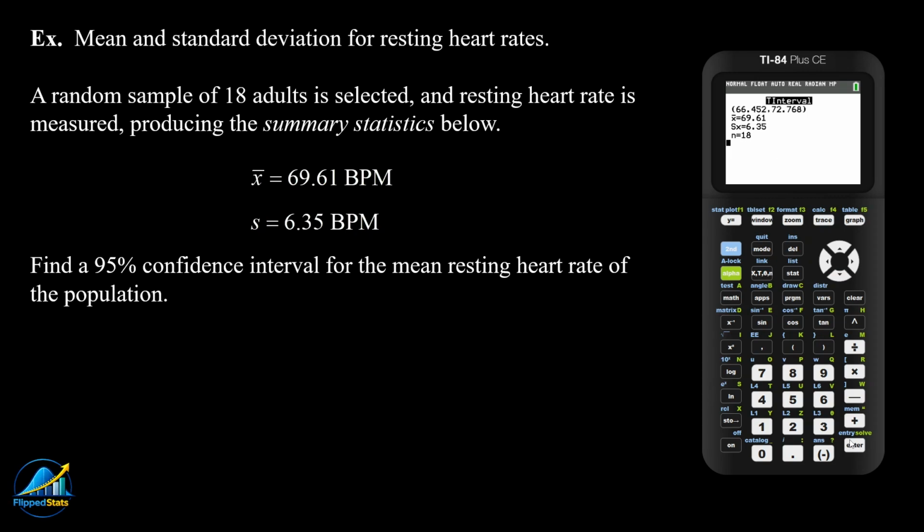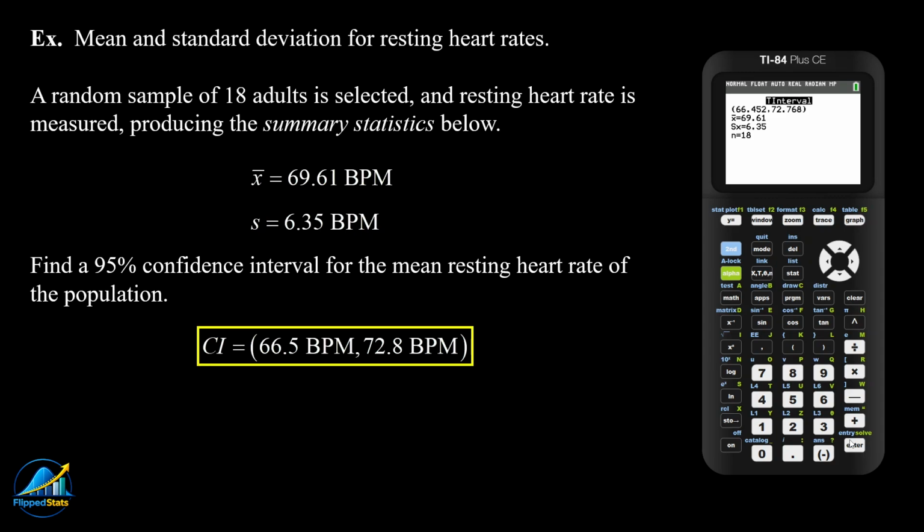And so our interval pops out in interval notation as 66.452 on the low end up to 72.768 on the high end. So we'll go ahead and round that confidence interval to a low end of 66.5 beats per minute and a high end of 72.8 beats per minute.